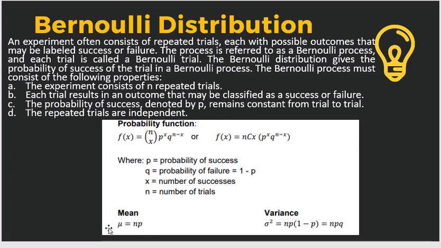When you get the mean, it is np. So this will be the number of trials multiplied by the probability of success. Same with the variance: the number of trials multiplied by the probability of success, quantity 1 minus the probability of success, is equal to npq, or the number of trials multiplied by the probability of success multiplied by the probability of failure.